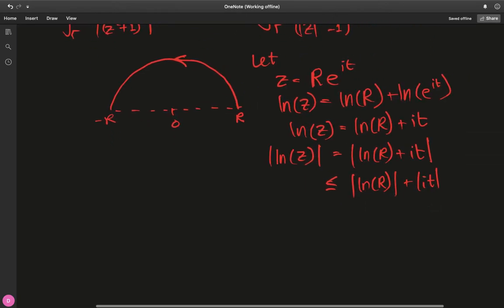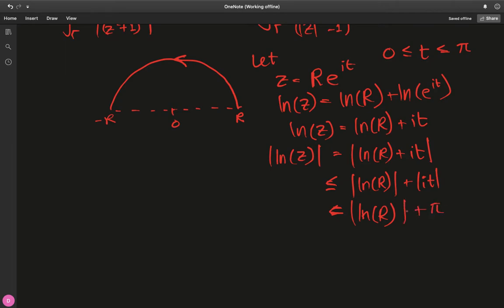And a mod for a variable like this is basically calling forth the maximum value that the variable can take on the entire interval that it is defined on. Since t we parameterized to go from 0 to pi, 0 over here and pi when it ends here after rotating 180 degrees, the maximum value that the mod of i times t can have is just pi. So this just becomes pi. So we have this expression basically equal to mod of natural log of r plus pi.